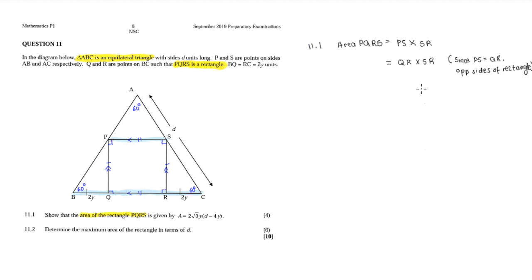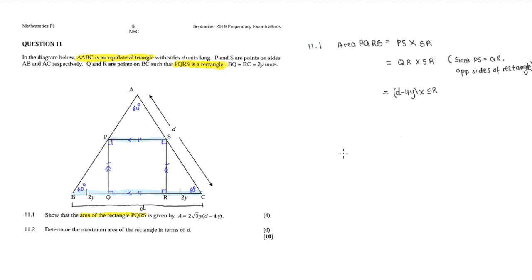Okay, now it's very easy for us to calculate QR, because we know that the full distance BC is the same as AC, that's a distance of D. So QR is simply D minus 2y minus 2y, which is going to be D minus 4y. Okay, so QR is simply D minus 4y. Then we still need to multiply that by this length SR.